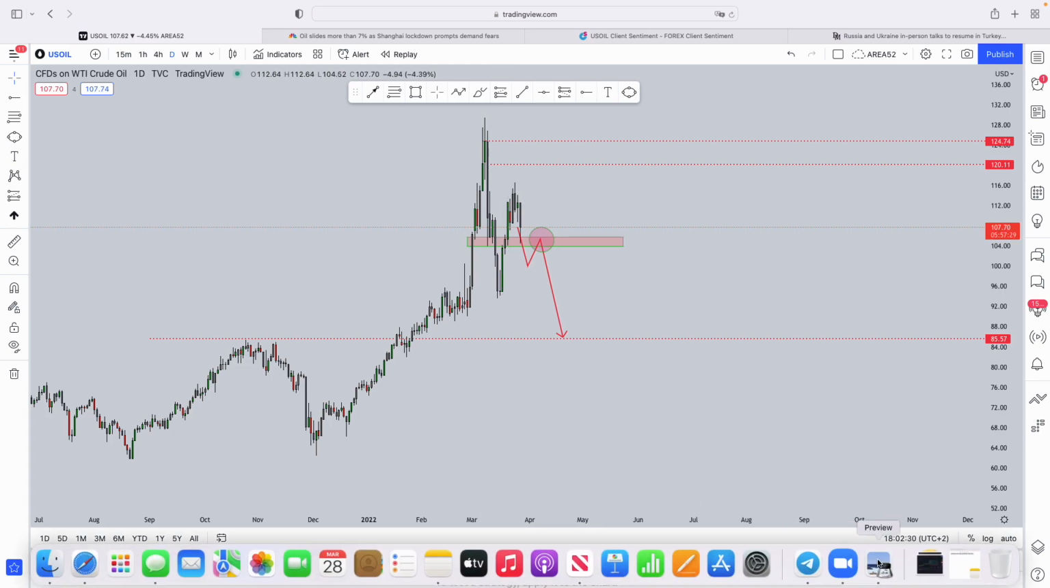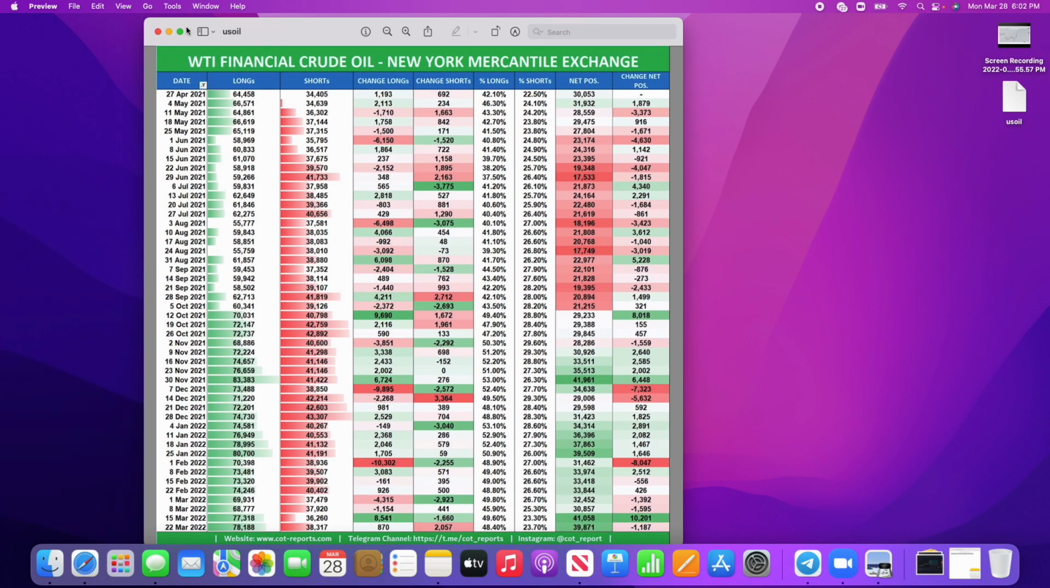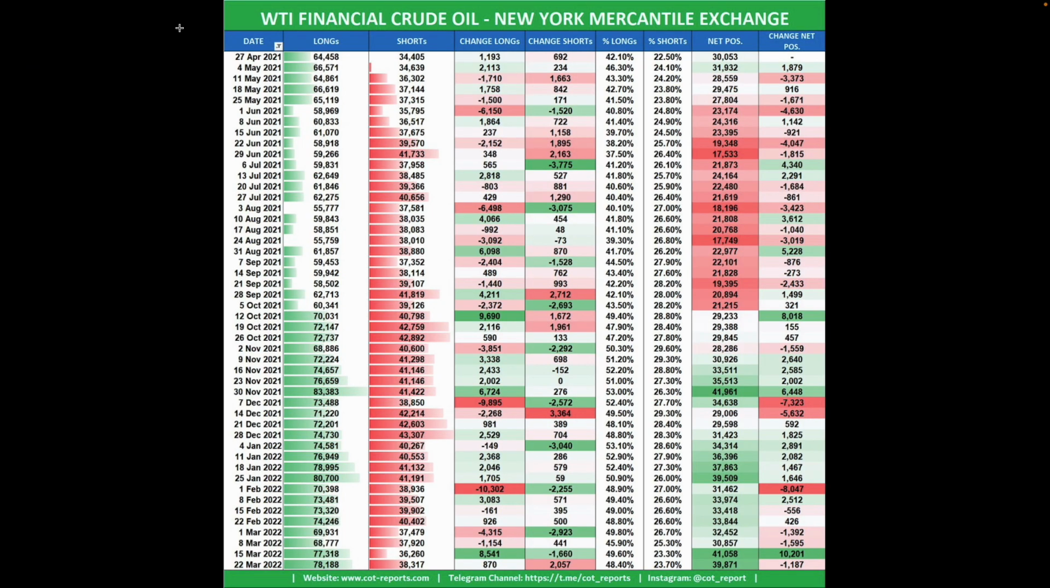Now the next thing we are going to look at is the order flow data, so the commitment of traders, and this tells us what the biggest banks, hedge funds and institutions are doing in the market. Now we can see here, based off last week's report, hedge funds added 870 longs, but they started adding a massive 2057 selling positions.